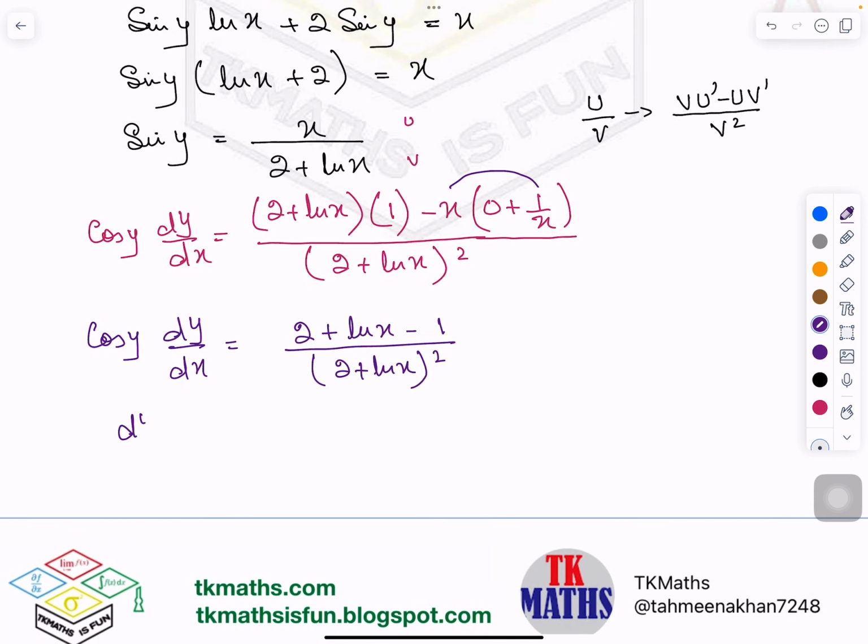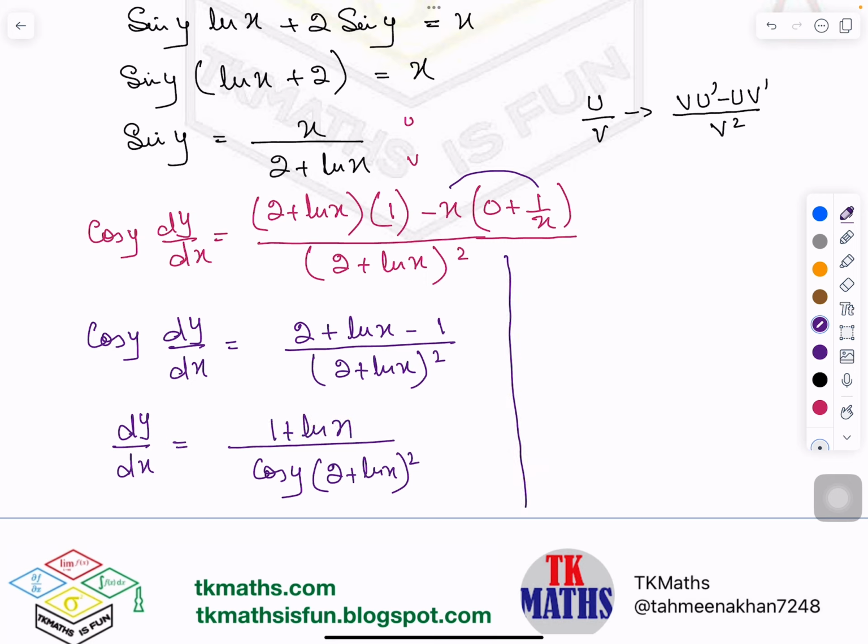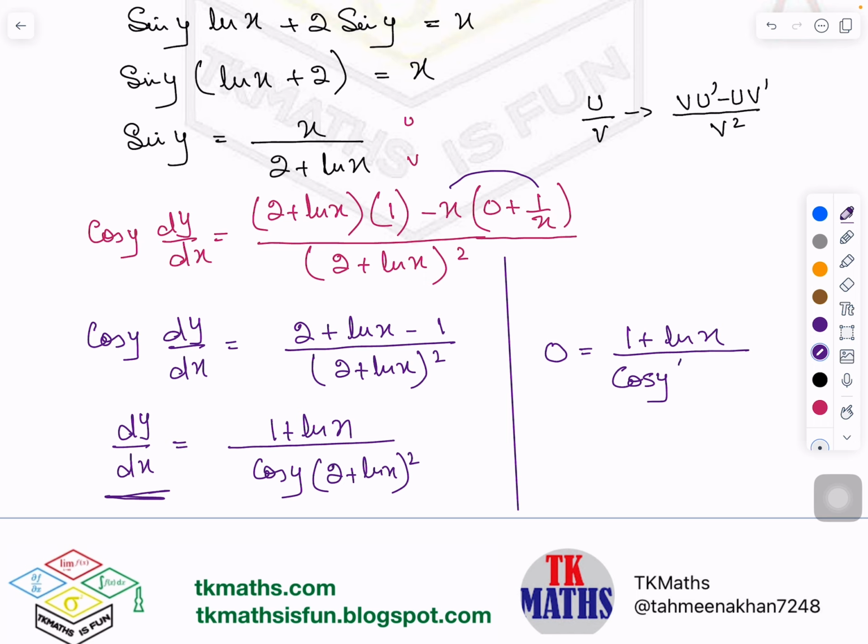So I will make dy over dx the subject and cos y I will take here. So it will be 2 plus ln x whole squared, and I have 1 plus ln x. So this is my form of dy over dx, and from here it will be very easy to solve part 2, because when the tangent is parallel to the x-axis, then dy over dx will be 0. So if you put it equal to 0, then it simply means numerator equals 0, right?